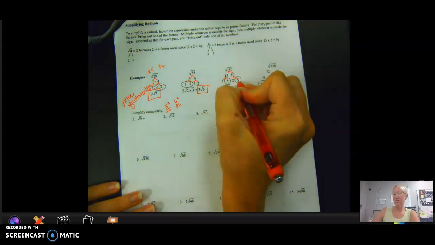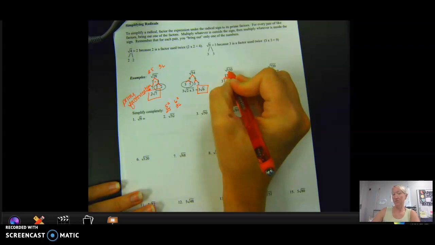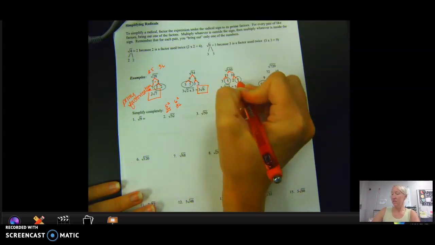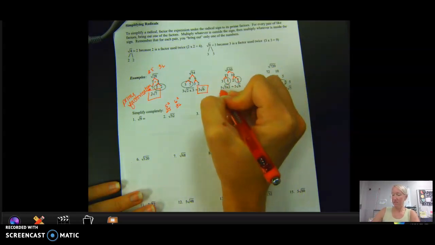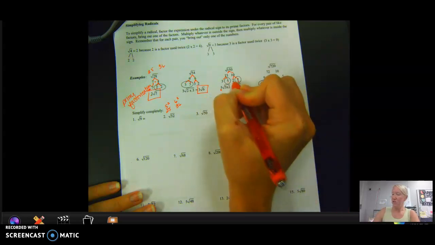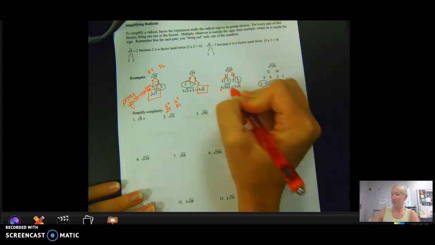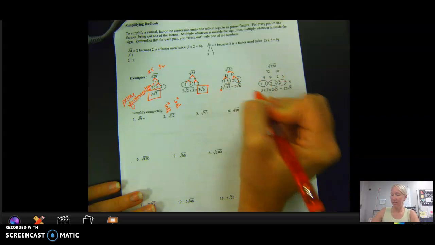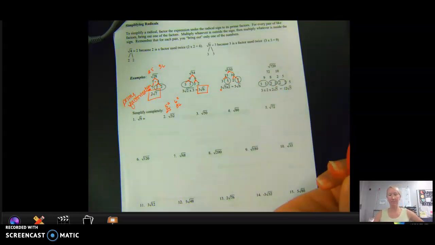So 5 times 5 is really 25, right? So 25 actually goes into 150. The square root of 25 is 5, so that's why this 5 is out front. This 2 does not have a pair, so it stays under. So I multiply that 3 and that 2, and it becomes 6 underneath.